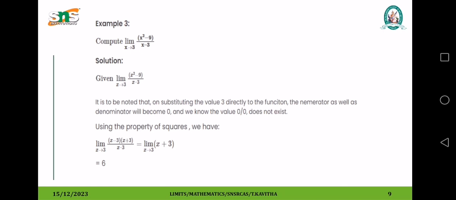We factorize the x square minus 9. Then we get x minus 3 into x plus 3. Now the x minus 3 term is cancelled. We get limit x tends to 3 of x plus 3. Then we substitute the value of x as 3. We get 6. Thank you.